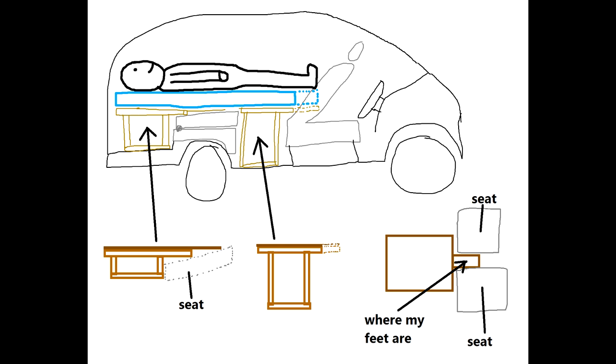I've made it in two pieces. So I fold down all of the seats. One piece goes in between the front and back seats and makes that bit flat. The second piece goes in the boot and makes that bit flat.